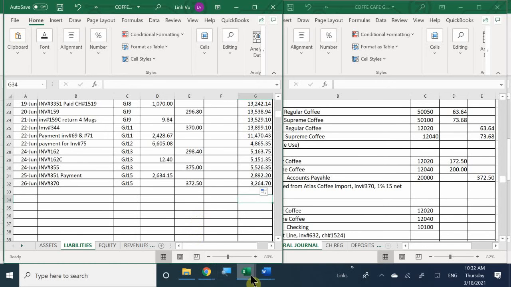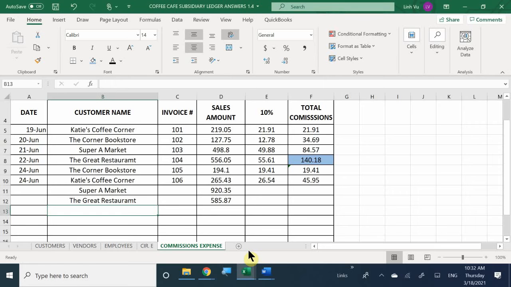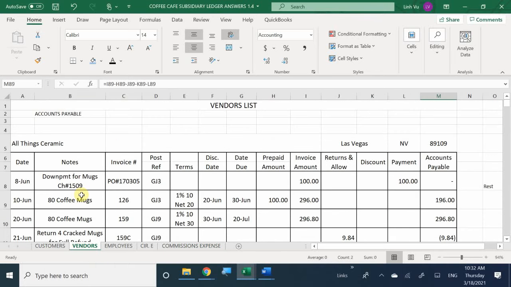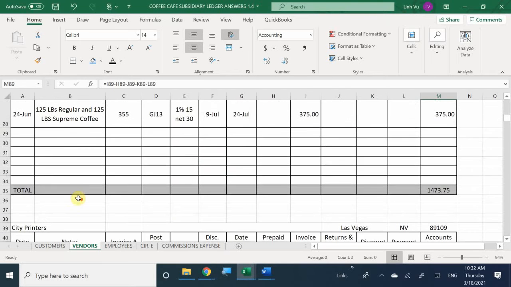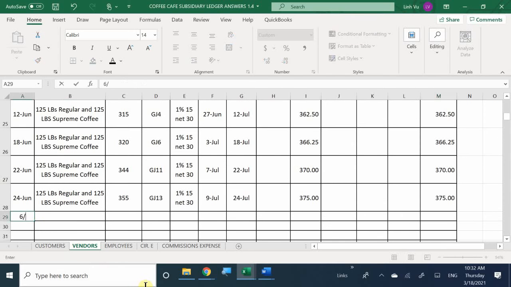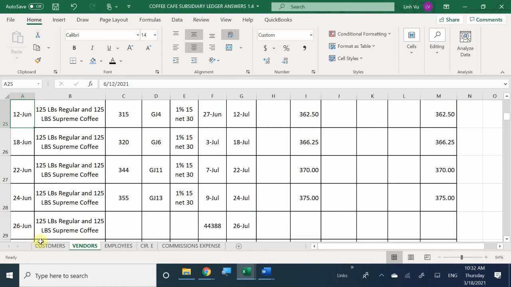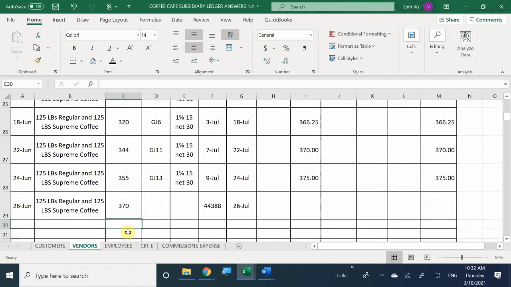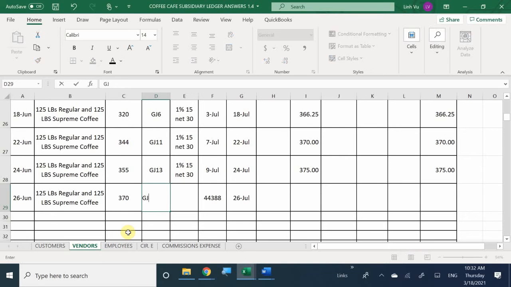What's next? Subsidiary ledger. Subsidiary ledger. Okay, so where do we go? To our vendors. And this is Atlas Coffee. So we received another 125 pounds of regular coffee and another 125 pounds of Supreme coffee. Invoice number 370. General Journal number 15.